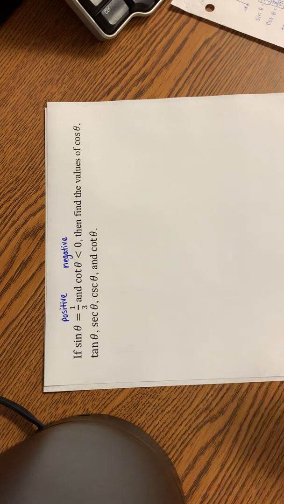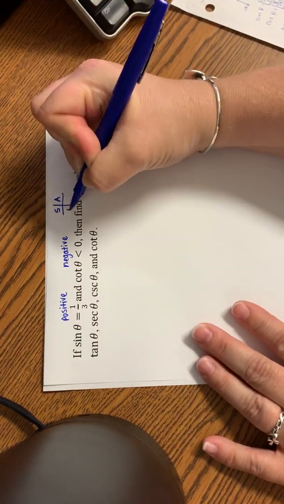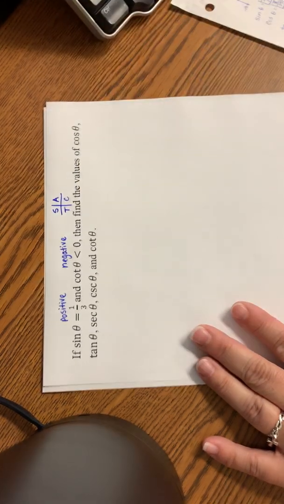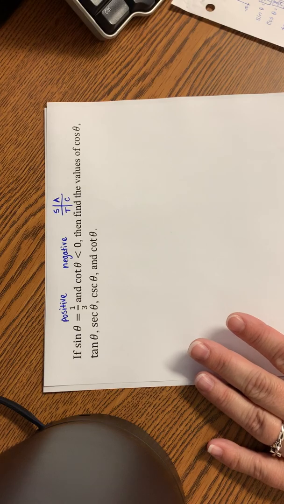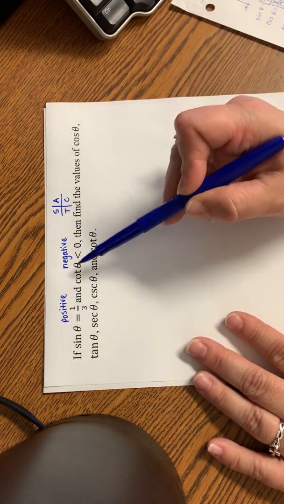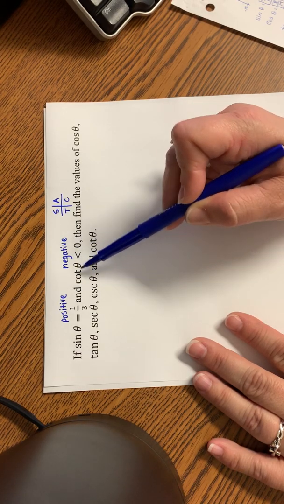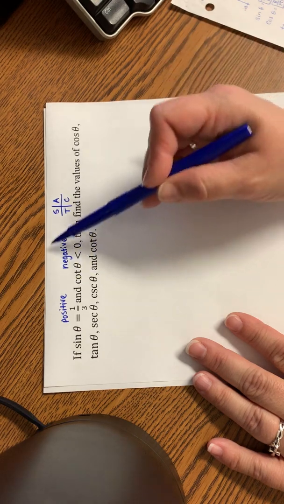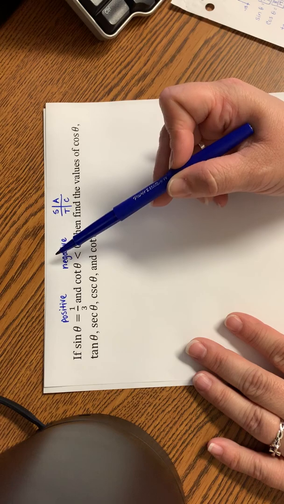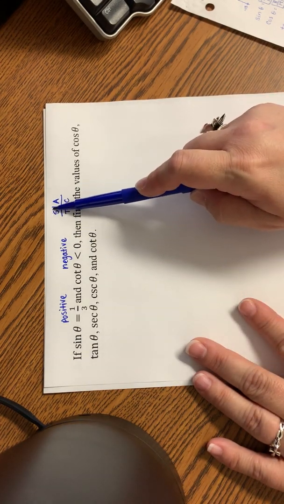When we're doing this All Students Take Calculus thing, it really stands for all the trig functions, sine, tangent, and cosine. When I'm looking at that, I'm asking myself, where is sine positive? Cotangent is negative. Remember that cotangent is the opposite of tangent, so tangent would have to be negative as well. So where is sine positive and tangent negative? That would be up here in our second quadrant, okay?